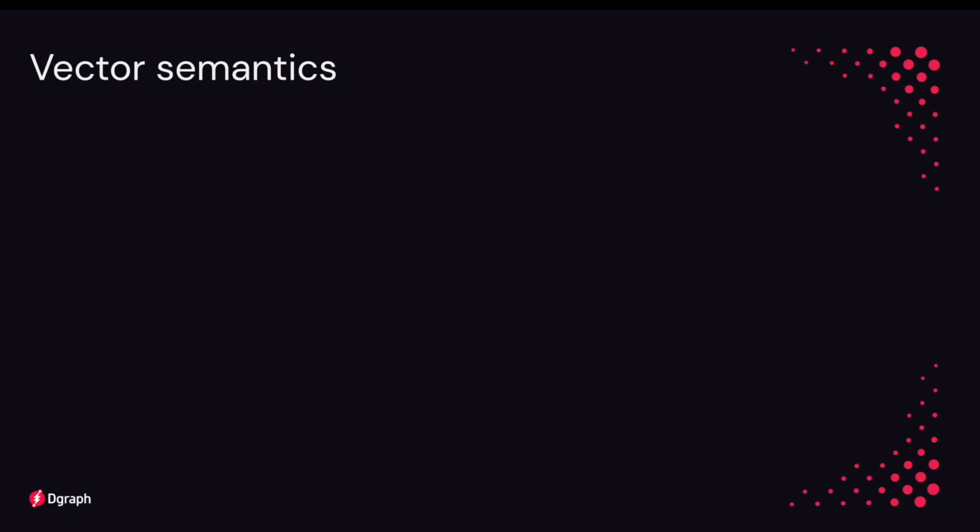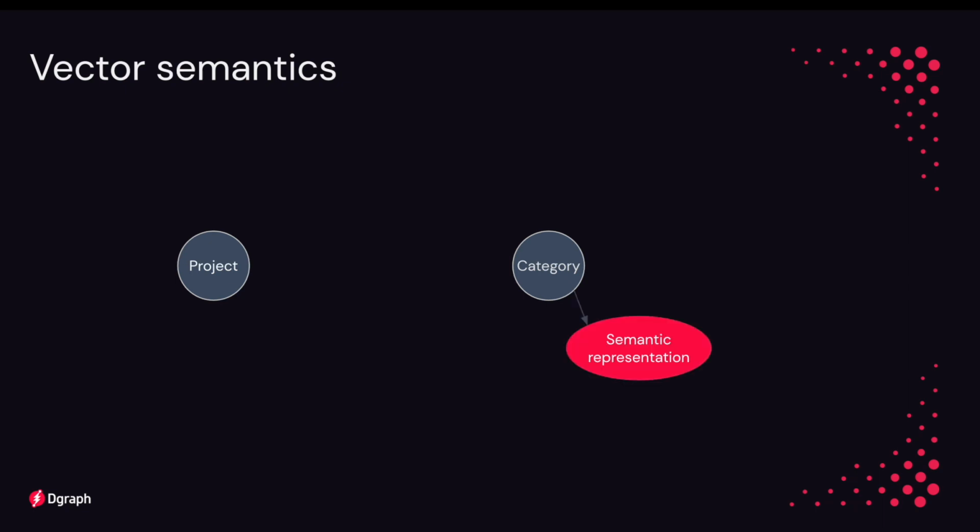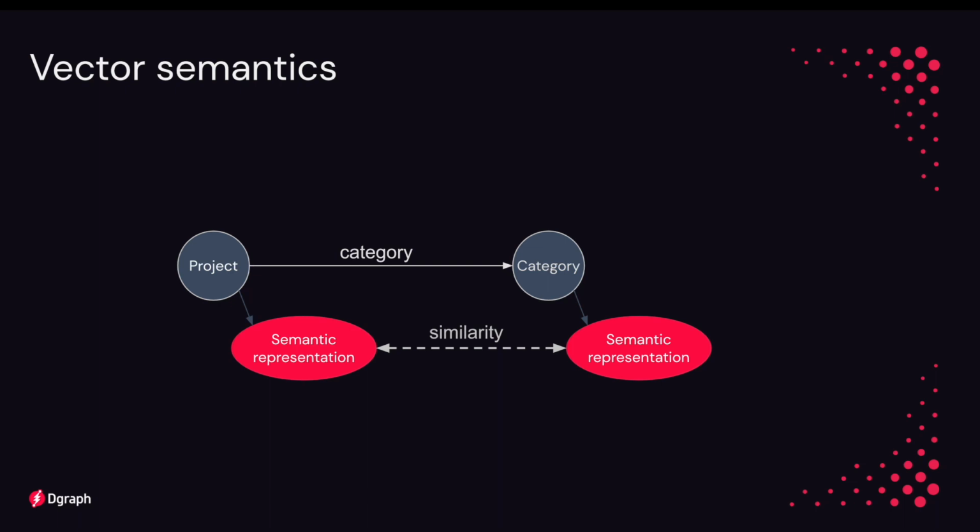There are plenty of good references out there, but a brief recap of what we want to achieve. When we create a category, we want to find a semantic representation of it. The same for the project. And the goal is to find a similarity between the semantic representations, and when we have a good similarity, then we can infer that the project is linked to the category.